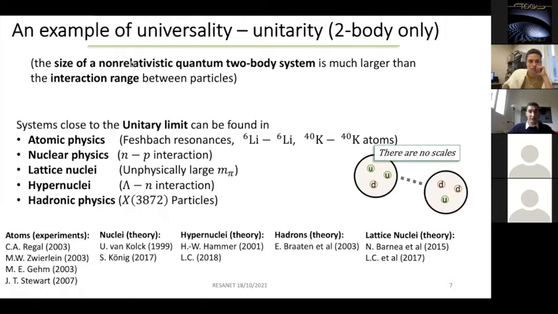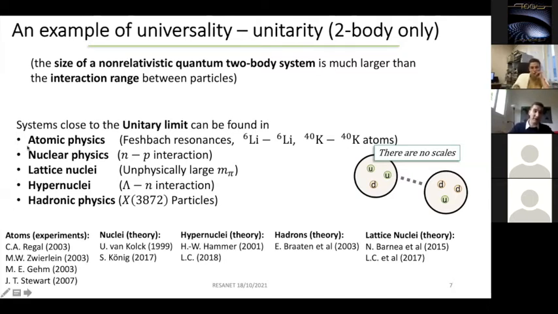And here I have, for example, some examples of them. If I give you some bibliography here, or some examples and some papers. And you can find systems close to the unitarity limit in atomic physics, for example, in which, using Feshbach resonances, you can really fine-tune your scattering length to be a very large value.